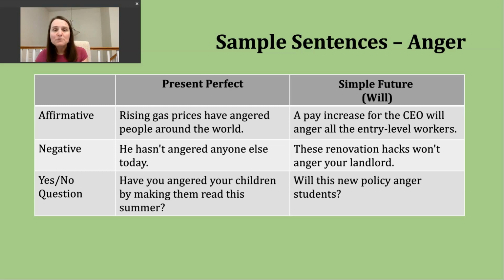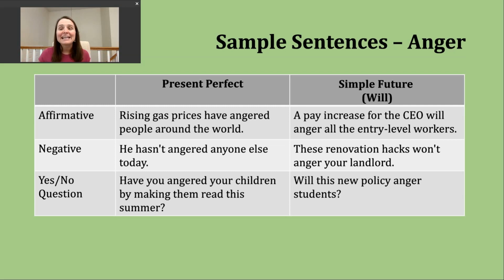Now, if you want to make a negative simple future sentence, we're going to have our subject, then will, not, and the base verb. You might hear people use the contraction won't, and that's in my example sentence here. These renovation hacks won't anger your landlord. I saw this in an article talking about different things renters can do to make their apartments better for them without leaving lasting damage that might create a hostile feeling or displeasure from the landlord, the person who owns the property.